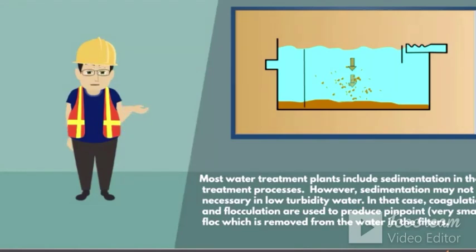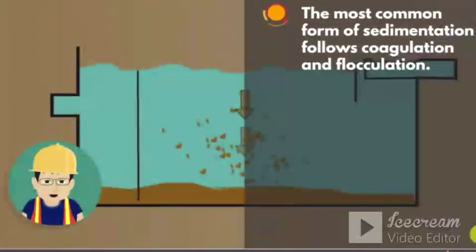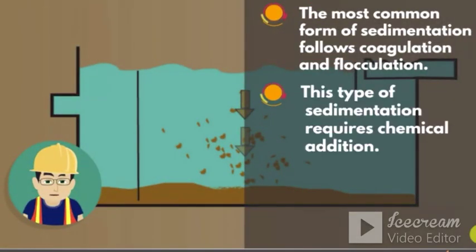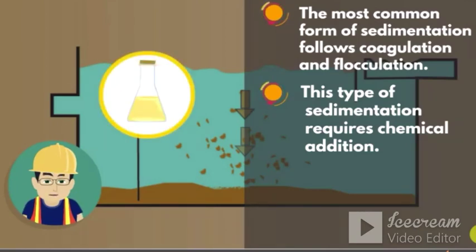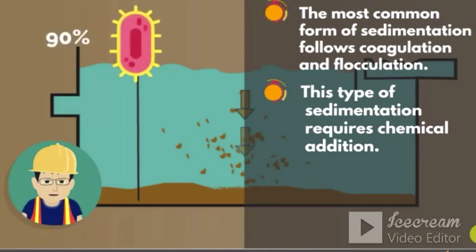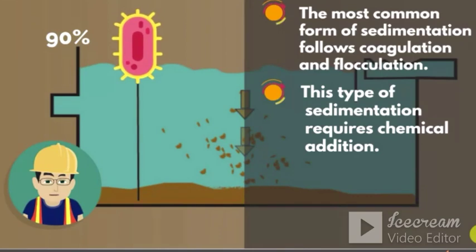In that case, coagulation and flocculation are used to produce pinpoint, very small floc which is removed from the water in the filters. The most common form of sedimentation follows coagulation and flocculation. This type of sedimentation requires chemical addition in the coagulation or flocculation step and removes the resulting floc from the water. Sedimentation at this stage in the treatment process should remove 90% of the suspended particles from the water, including bacteria.